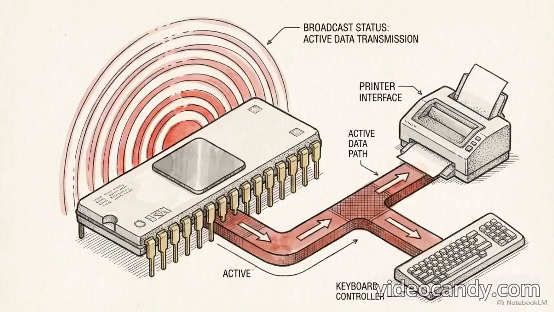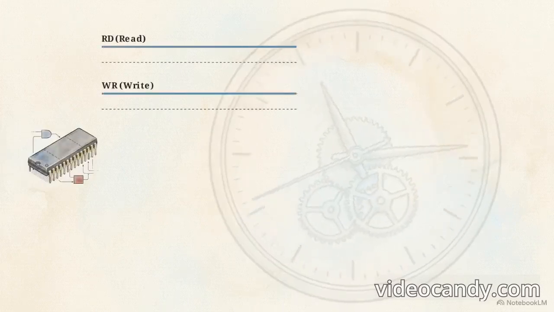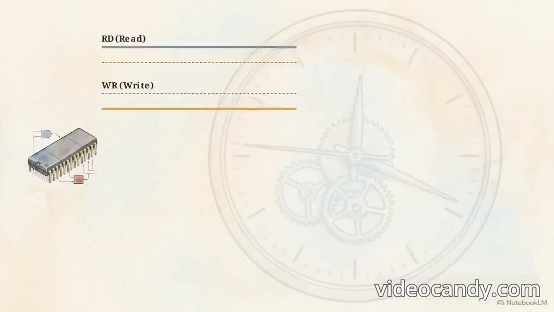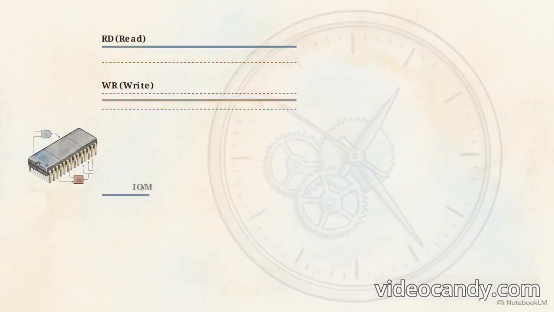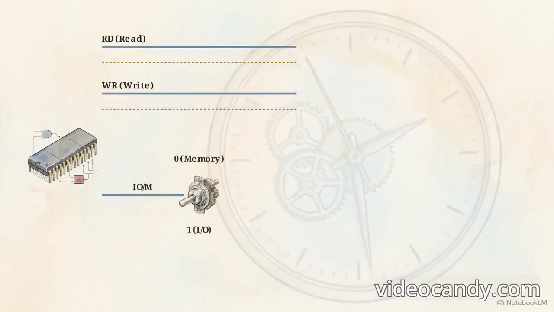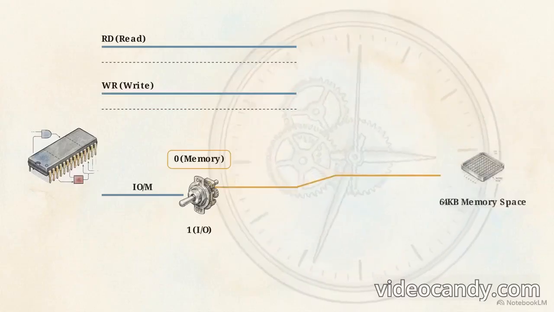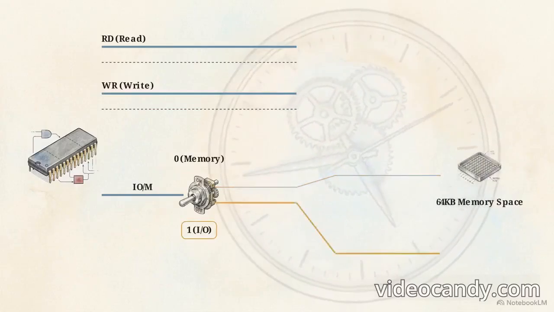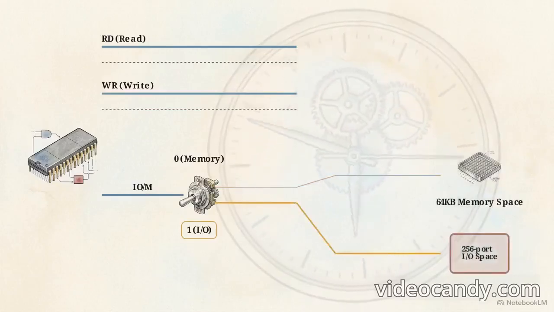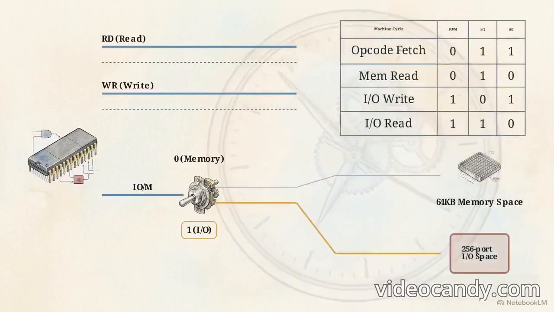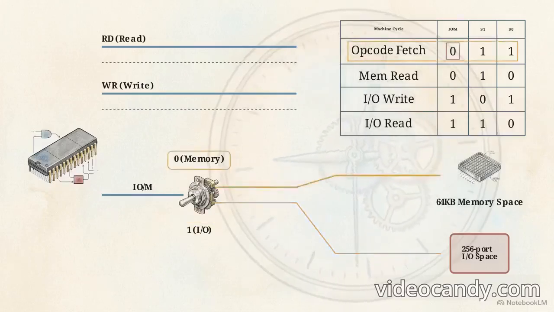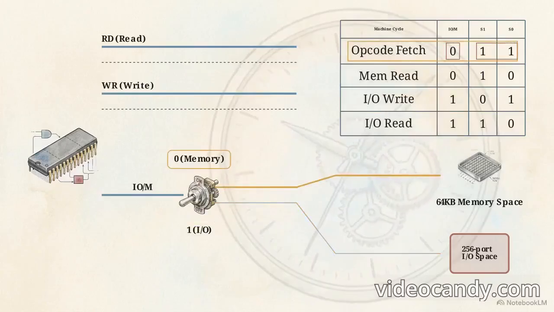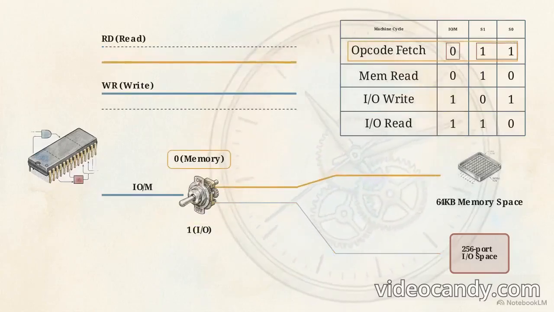Because the 8085 uses the exact same address lines to target both memory chips and I/O devices, it must actively broadcast its current operational intent to the system. It dictates directionality using active low control lines. RD fires to execute a read operation, and WR fires to execute a write operation. To route the traffic, it uses the IO/M signal. This acts as a toggle switch. When pulled low, traffic is directed to the massive 64 kilobyte memory space. When pulled high, traffic routes to the 256-port I/O space.